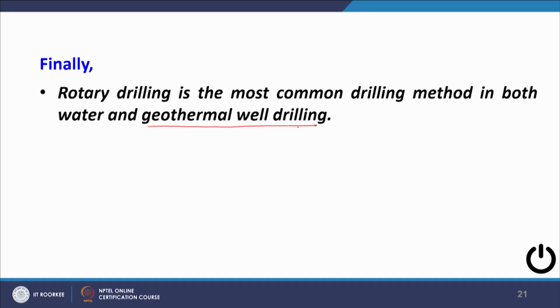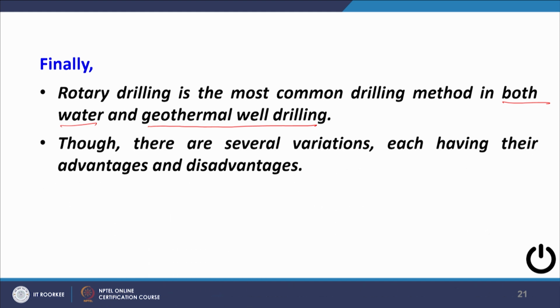So, now finally we are ending this discussion by just recapping these things: rotary drilling is the most common drilling method in both water and geothermal well drilling. It is not a common thing in India for geothermal, but of course, for water in India, rotary drilling is the most common method. Though we have seen several variations in rotary drilling, reverse rotary drilling and others, each has its advantages and disadvantages.